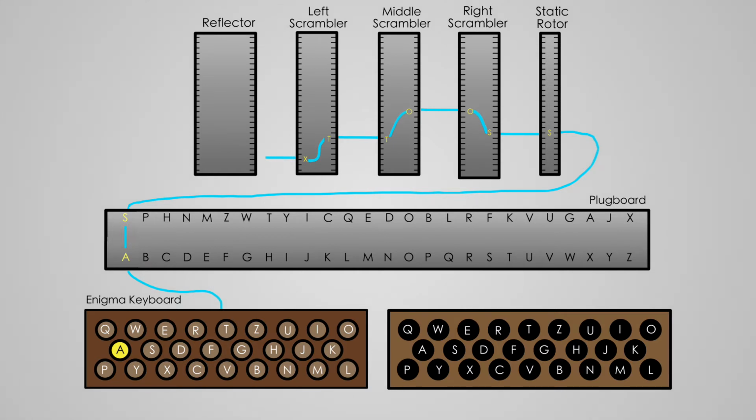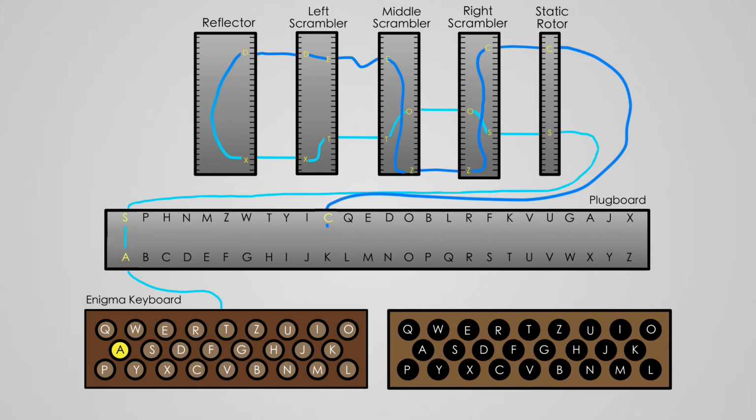Then, the reflector has a setting that changes X into D while sending the current back through the scramblers to repeat the process. The left scrambler changes D into E, the middle E into Z, and the right Z into C. The static rotor connects the contacts to wires leading to the plugboard, where C transfers into the letter K, which lights up on the lampboard.